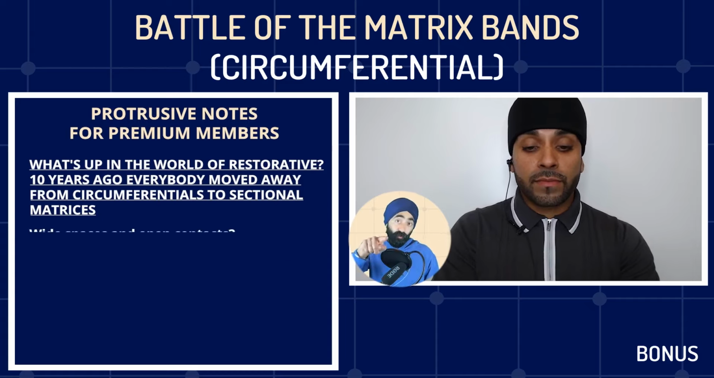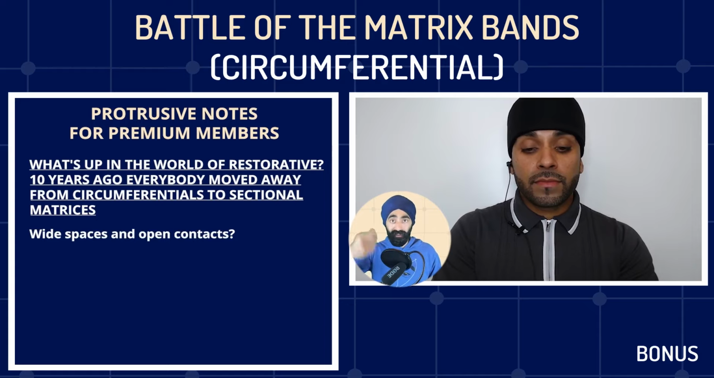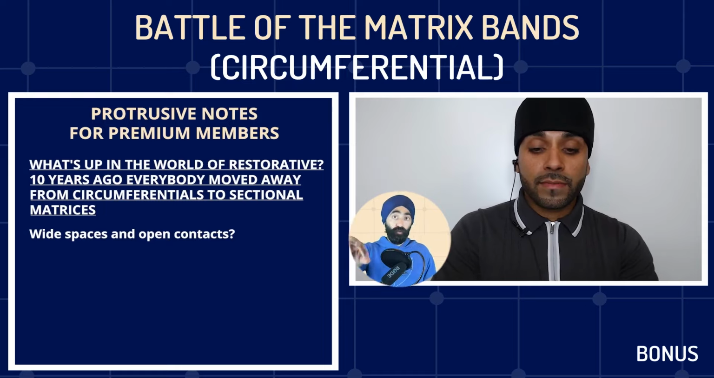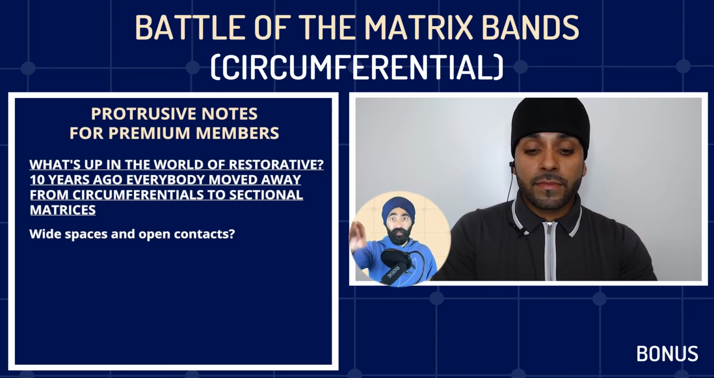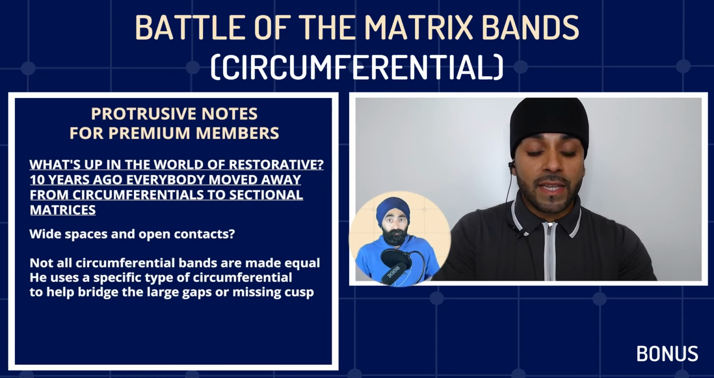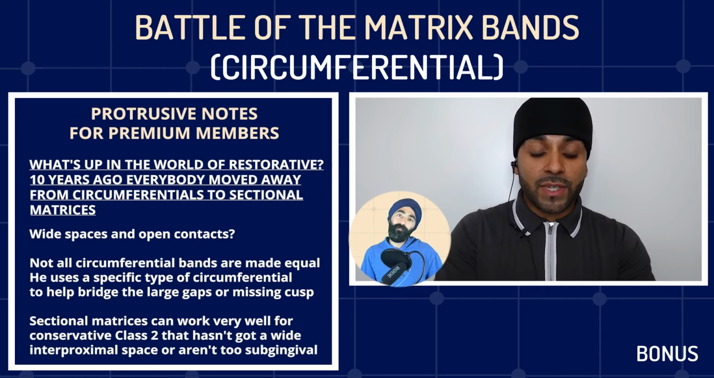But Sunny, it depends on which scenario, because if you're talking about a really wide one, can you imagine just putting a normal Siqveland in or a normal Tofflemire in? You can be left with a massive open contact. Sure. Which is why I specifically referred to the greater curve when I mentioned that. But yeah, you were coming to the point of a very narrow space. That's where I think they're brilliant. Yeah, 100%. Not all circumferentials are made equal, as we're going to see tonight. But typically that's where I would use a type of circumferential to help me bridge that gap.